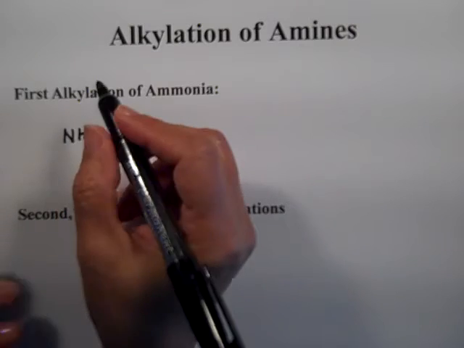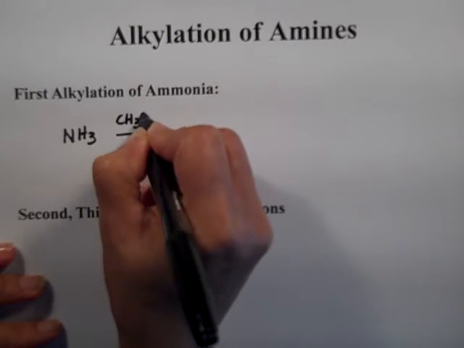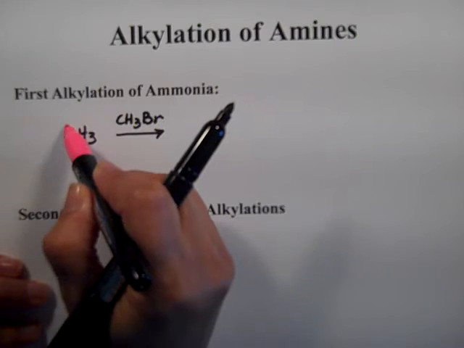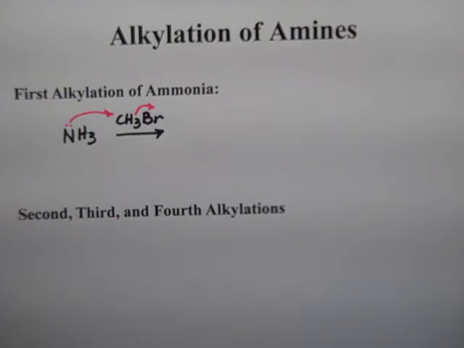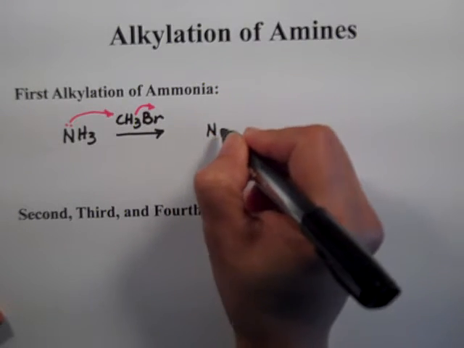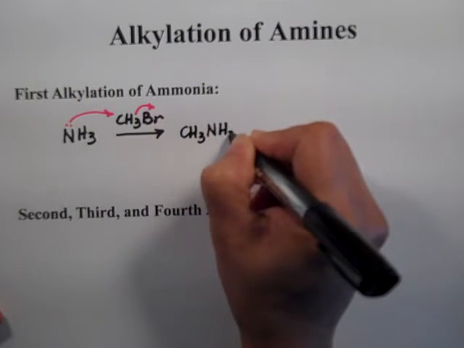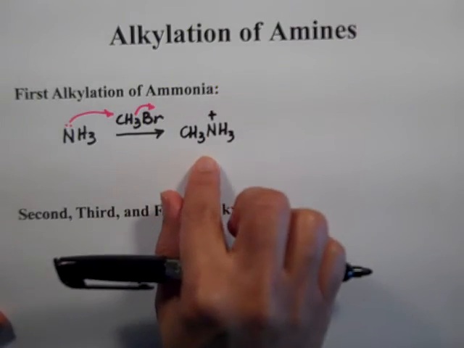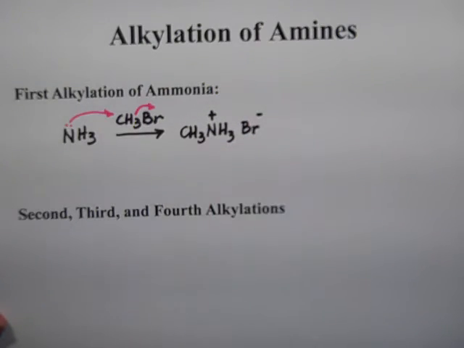We're going to add, let's add methyl bromide. This is going to be an SN2 reaction. The nitrogen is going to attack the carbon and displace the halide. So we're going to end up with a methyl. And for a little while, of course, the nitrogen is going to have 4 bonds, so it's going to have a counterion associated with it.